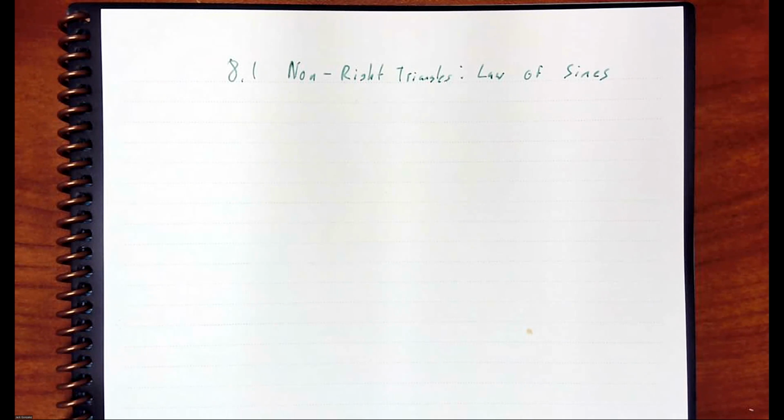Chapter 8, it's all about solving triangles. So finding all the angles, finding all the sides. But depending on what you're given, you'll use 2 different methods, either law of sines or law of cosines. Well, law of cosines will be 8.2. So let's do the first one. So here's the big picture. It's kind of like a formula.